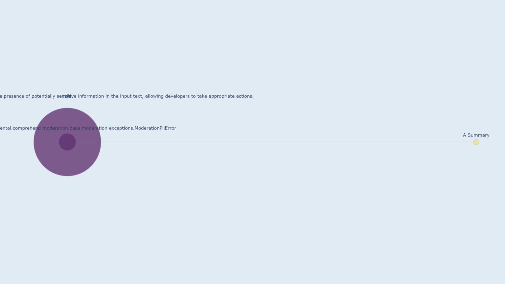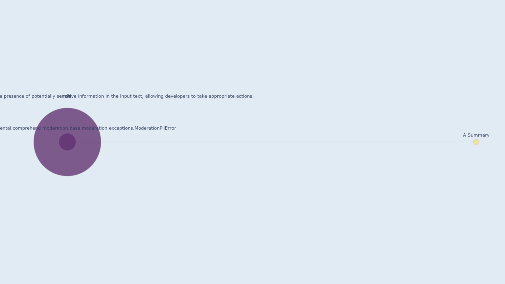The primary role of ModerationPiiError is to signal the presence of potentially sensitive information in the input text, allowing developers to take appropriate actions. By raising the ModerationPiiError exception, the LangChain moderation framework effectively acts as a sentinel, alerting developers to the potential risks associated with PII exposure. This proactive approach empowers developers to implement appropriate mitigation measures, such as anonymizing the data or preventing its further processing, to protect user privacy.